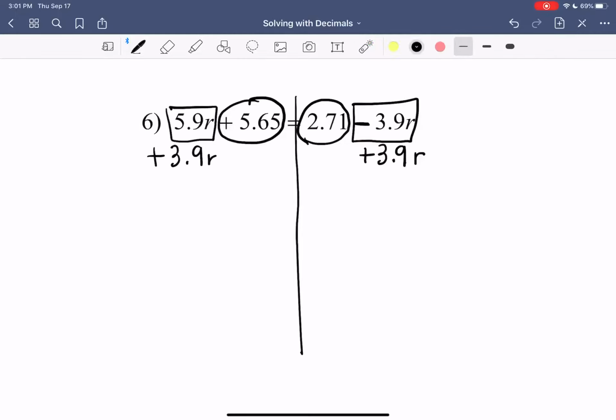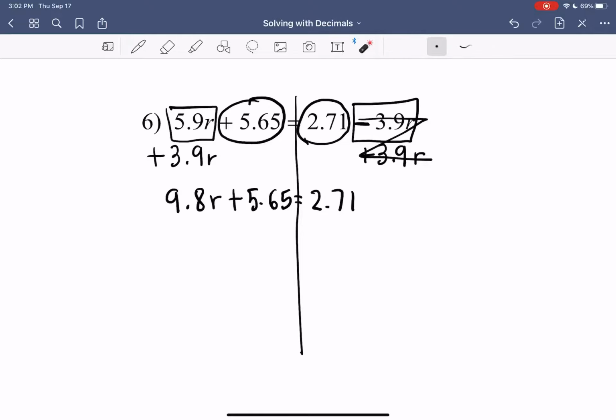3.9r to both sides. This will become our 0. So 5.9 plus 3.9 is 9.8r plus 5.65 equals 2.71. So we're down to our third step, which is to identify if we have constant numbers. So we have a positive 5.65 and we have a positive 2.71.